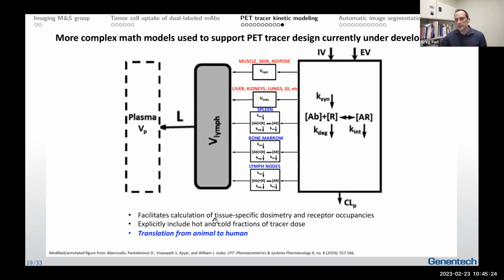And this facilitates calculation of tissue-specific dosimetry, receptor occupancies. We can explicitly include hot and cold fractions of the tracer dose if that's needed. And then the big thing, of course, is this will be used to inform translation of PET tracer distribution and binding from animal to human, which is the key thing that we do, of course. Like when we collect PET data in monkeys and in mice, we need to make projections as to how the tracer will behave in a human, and a modeling framework like this will go a long ways towards that objective.